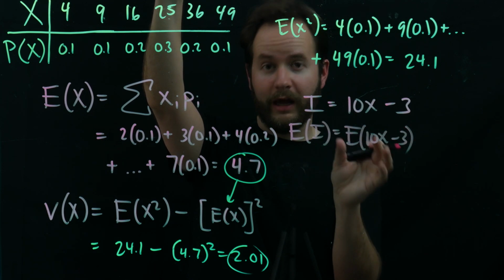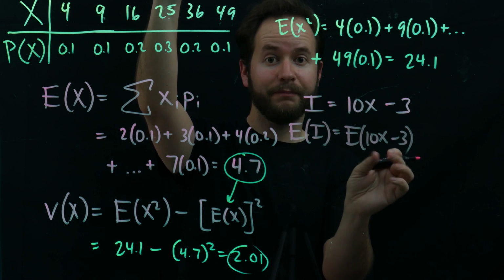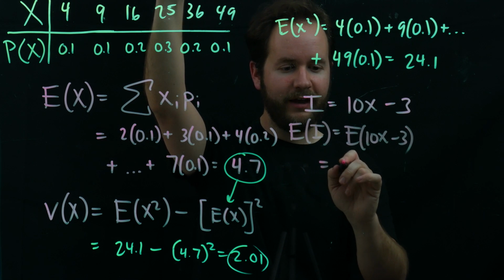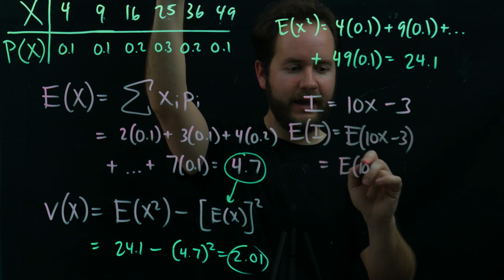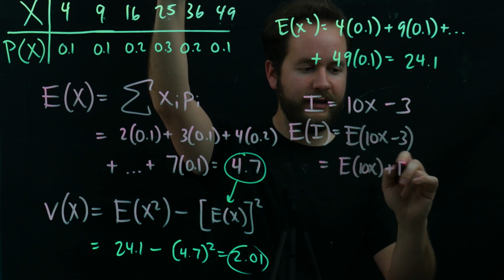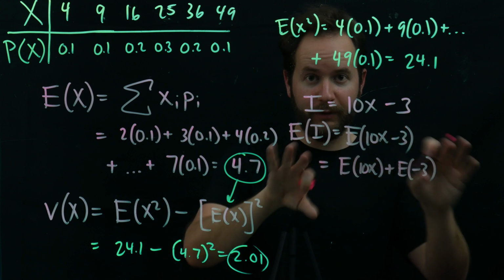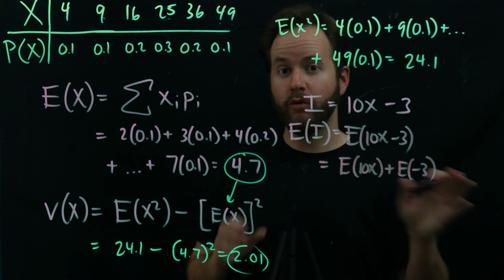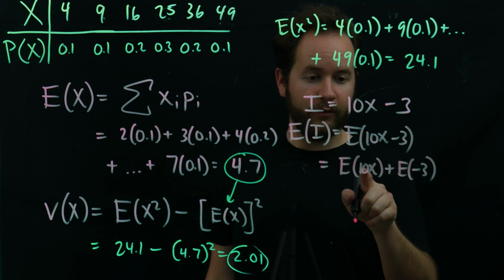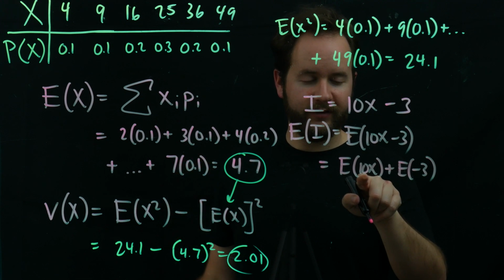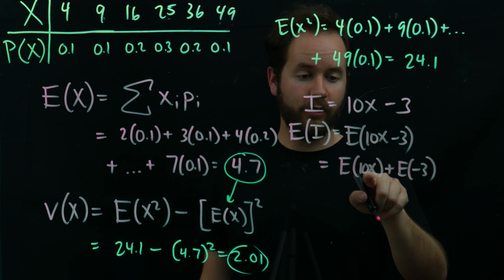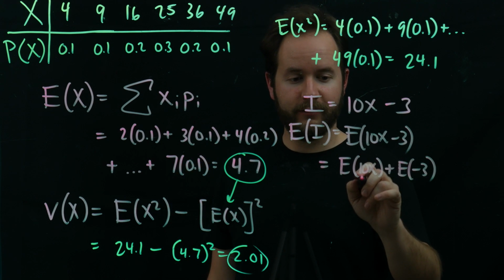Now, you've got to know the rules of expected value. You're allowed to split this expected value. That is to say, I can say E of 10x plus E of negative 3. That's a rule you're allowed to use when you do expected value. Splitting this expected value is something you can always do. Furthermore, we're going to do 2 rules in one step here. This 10 as a coefficient of the x can come out in front of the E.